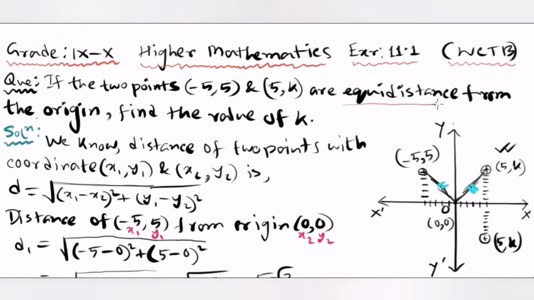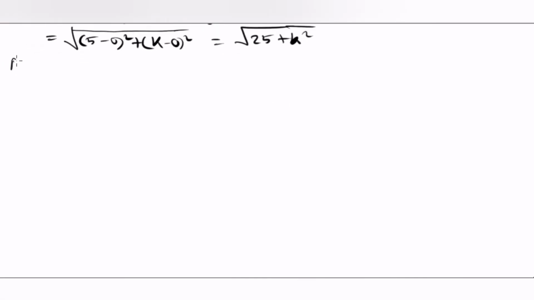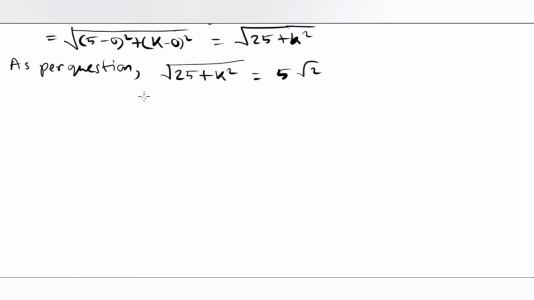that they are equidistant from the origin. I already showed you that the distance of this line and the other line is going to be the same. So we can say, as per the question or condition, that the two values are equal to each other. So we can say the square root of 25 plus k square is equal to 5 square root 2.